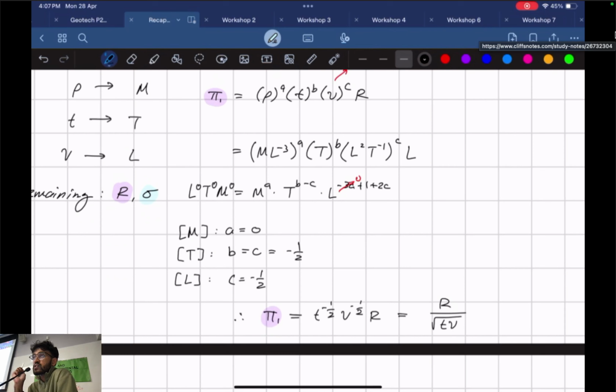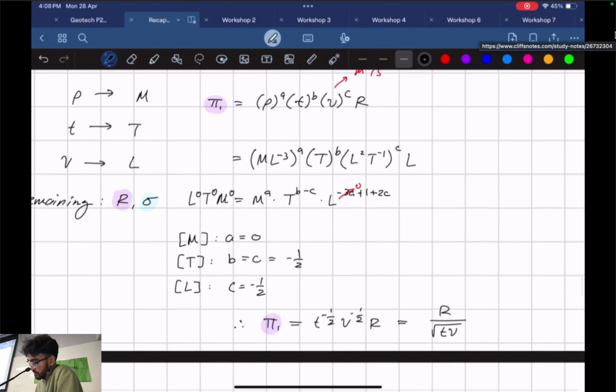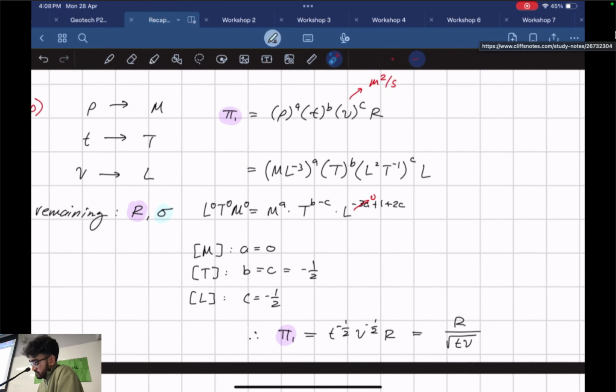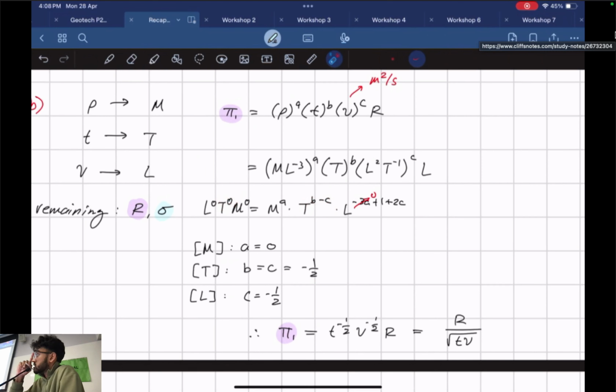A lot of confused faces. Sorry? Yeah, so B minus C equals 0, so B equals C. Sorry, question? How do we get that?